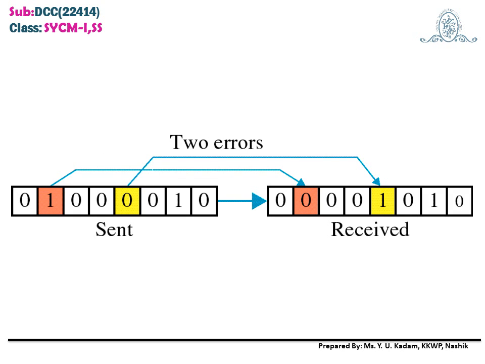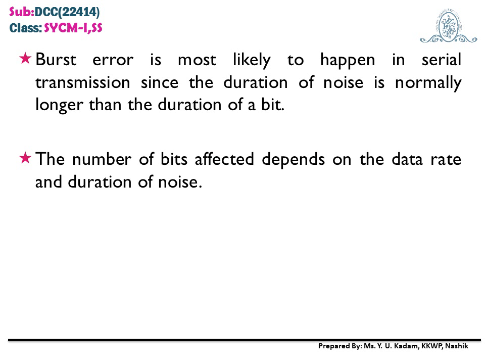The diagram shows us the burst error. Here multiple bits are changed at the receiver end. So this type of error is called burst error. Burst error is most likely to happen in a serial transmission, since the duration of noise is normally longer than the duration of a bit. The number of bits affected depends on the data rate and duration of the noise.